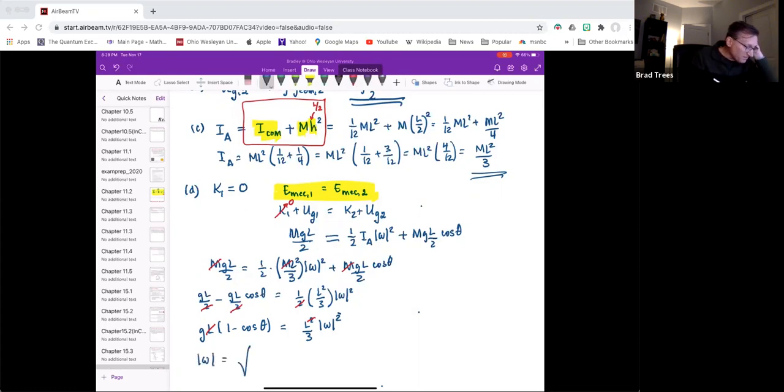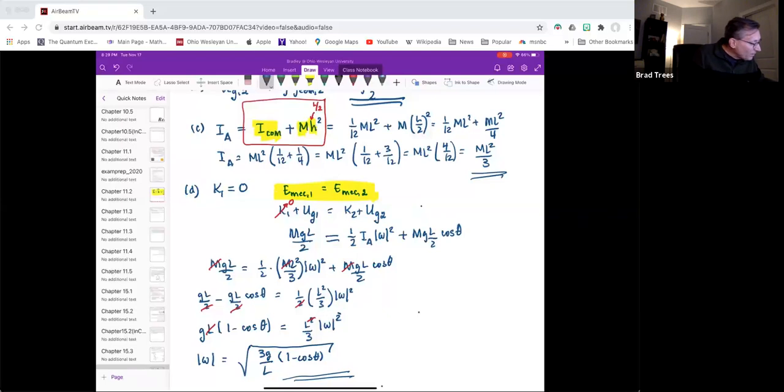And I get this. 3g over L times 1 minus cosine theta, all inside a square root. And that is the symbolic expression for the angular speed of the chimney as a function of the angle theta. You tell me what the theta is, and I can use this formula to tell you how fast it's rotating. That's part D.